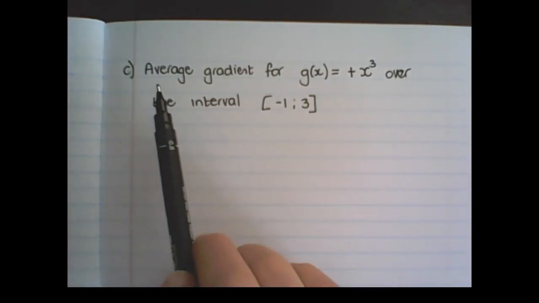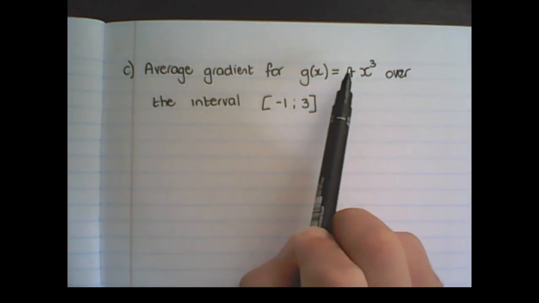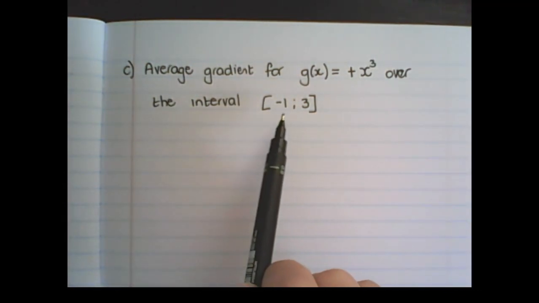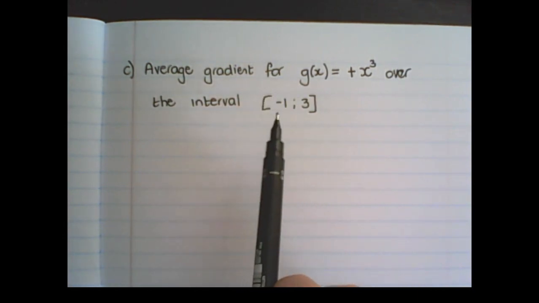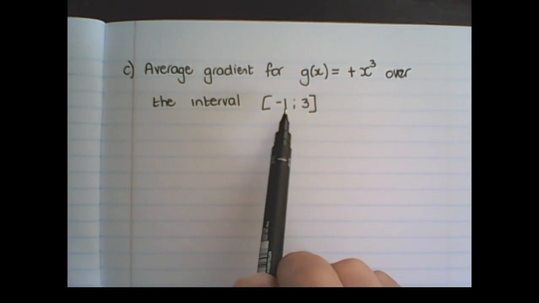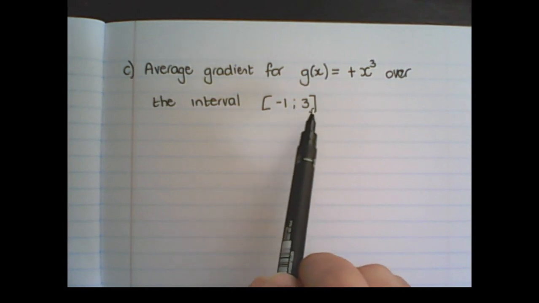Our final example for today, we are going to find the average gradient for g(x) equals x cubed over the interval of -1 and 3. This interval is not a coordinate. This is between x equal to -1 up until x equal to 3.